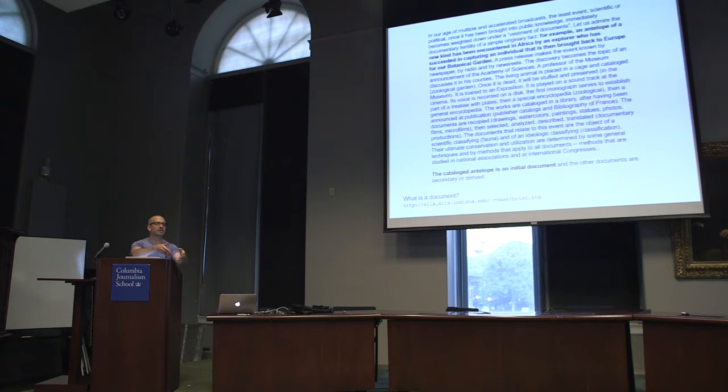But all of these transformations are simply transformations on the originary object, which you can think of as a kind of source of data. And everything that comes off of it is just measurements that we choose to take. So the cataloged antelope is an initial document, and all the other documents are secondary or derived. And I thought, what an amazing thing. At the core of library science, and I thought the librarians were the only discipline more boring than statisticians, there's this antelope trotting through the middle of it. It's fantastic.